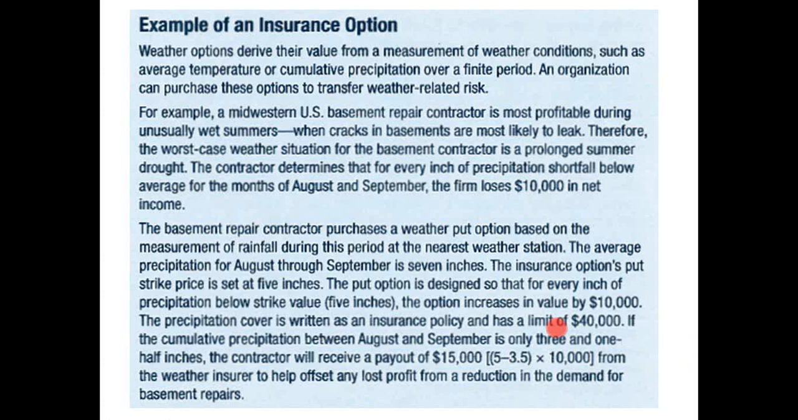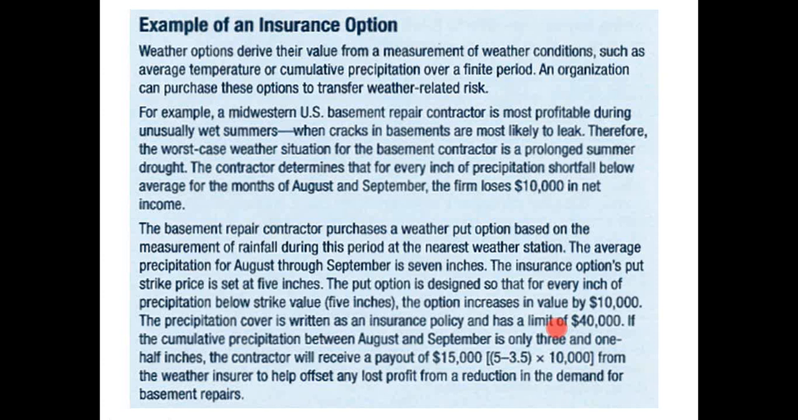For this basement repair contractor, he'll purchase a weather put option based upon the measurement of rainfall at the nearest weather station. So there's a specific time period, a specific amount and location, so it's objective. That's the one key advantage of this. Normally the average precipitation for August through September is 7 inches. The insurance option's put strike price is set at 5 inches. So the put option is designed so that for every inch of precipitation below the strike value, the option increases in value by $10,000.